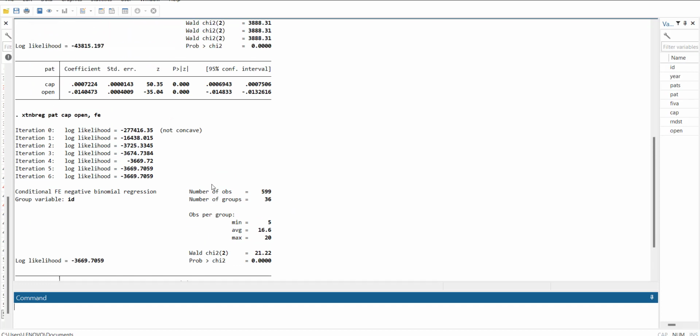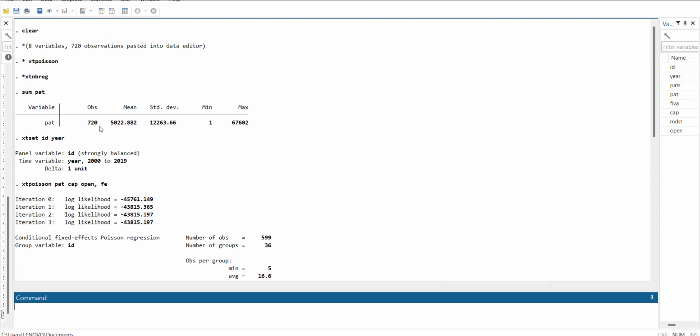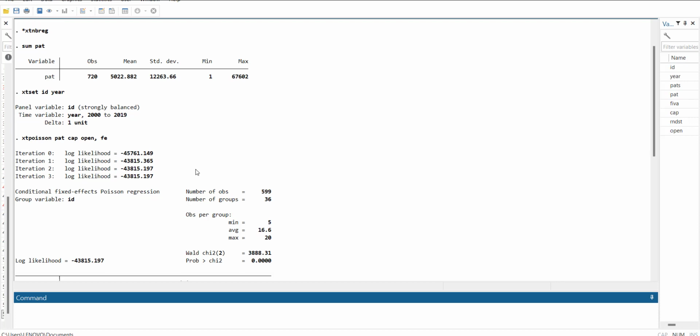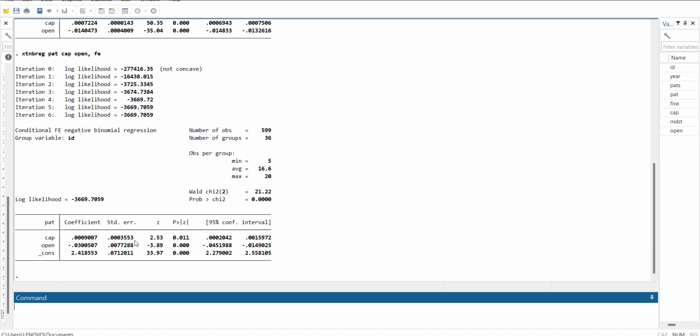Comparing the models, since the mean and standard deviation are not equal, the PAT variable is not following a Poisson distribution. For our data to have a Poisson distribution, it should have mean and variance equal. So it is not following a Poisson distribution, but it is discrete, then you can use negative binomial regression.